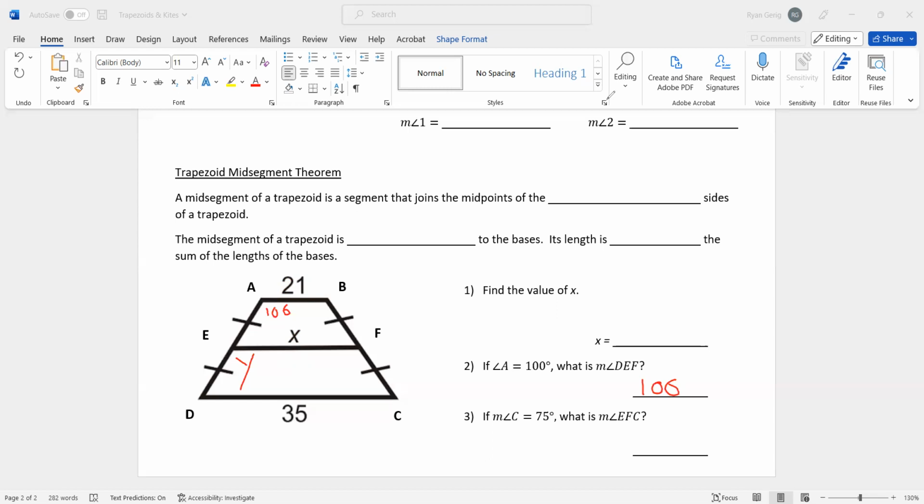All right, new problem. Angle C is 75. What's the measure of EFC? So EFC would be this one. Well, those two lines are parallel. So that means that those two are same side interior angles. Z plus 75 equals 180. Again, all of this only works with a trapezoid. So that's the trapezoid mid-segment theorem.